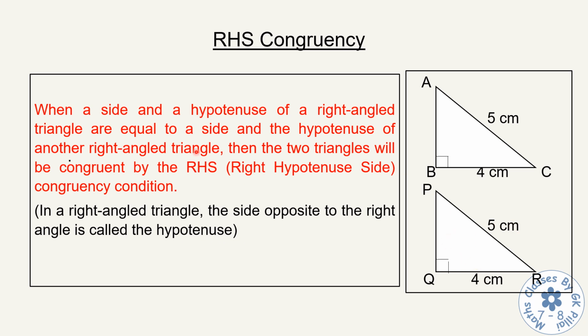Here, both are right triangles, and the hypotenuses are given, and one more side is given for both the triangles, 4 centimeter, 4 centimeter. Instead of these two sides, it can be these two sides also.